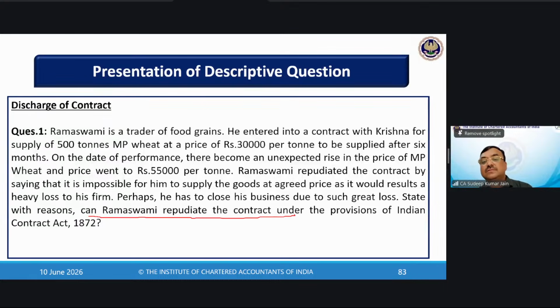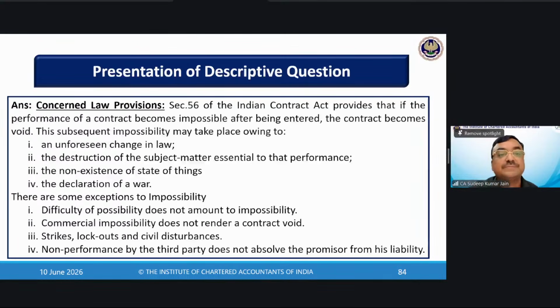No, Akshit, you have not given the right answer. Your answer, no, is right, but the reason is not correct. Deepak, your reason is incorrect. Anyone else? No, Akshay. Commercial impossibility, and commercial impossibility is not considered as impossibility.